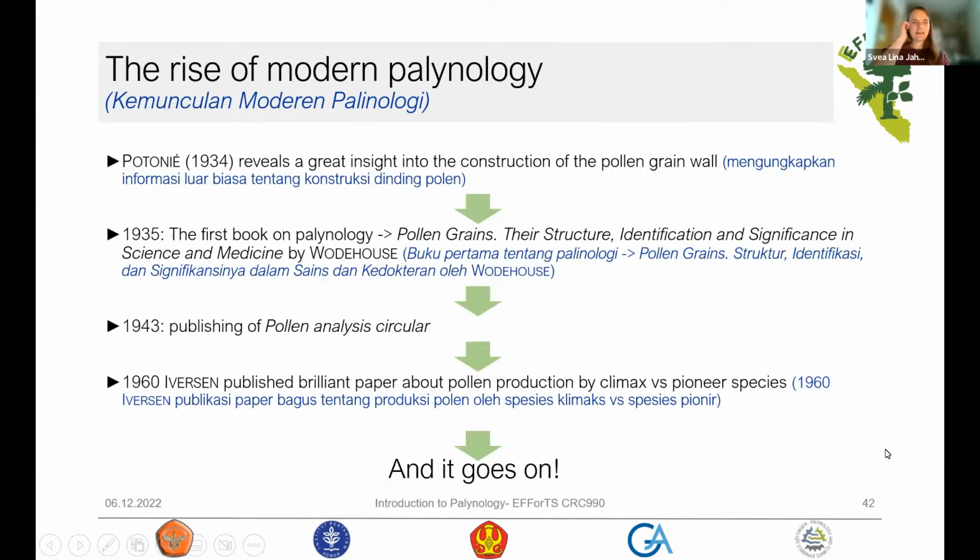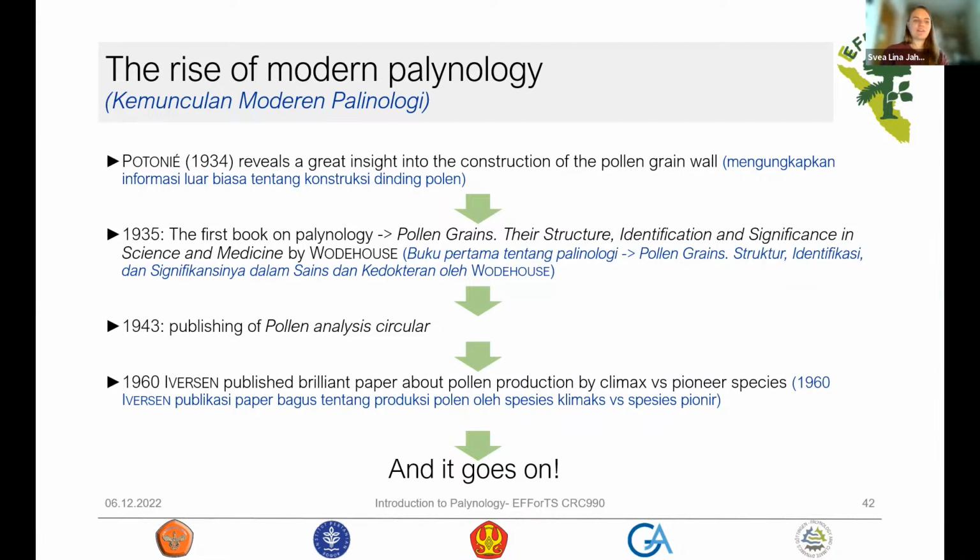Thank you. Yeah, and then basically it accelerated every year. There were like new developments. So we had greater insights into the actual pollen grain wall, which you already learned about. And then soon after, the first book on palynology was published, called Pollen Grains, Their Structure, Identification and Significance in Science and Medicine. And also the first pollen analysis circular, so basically the first pollen paper.